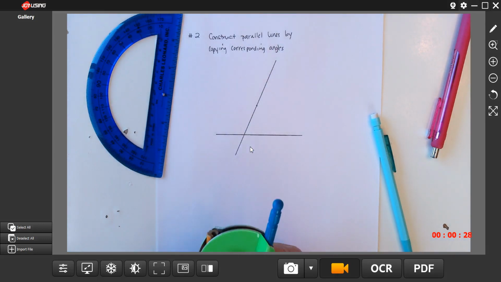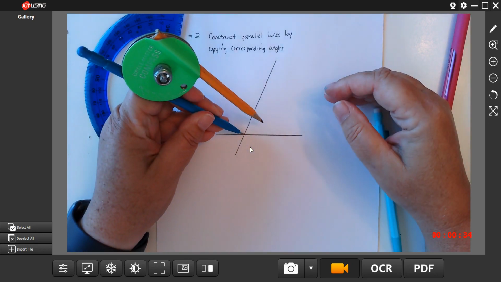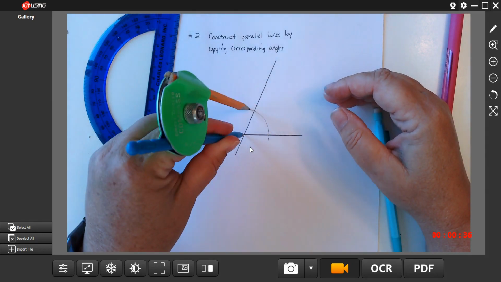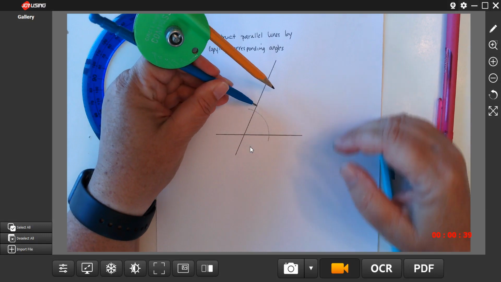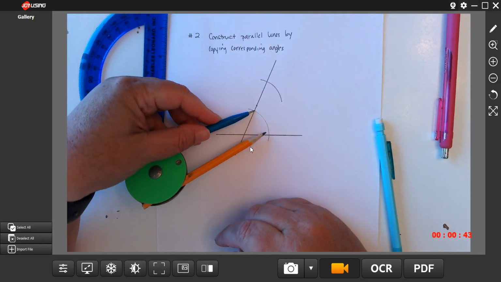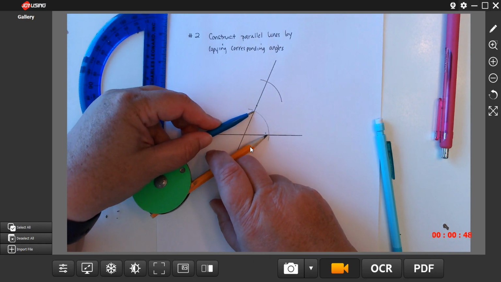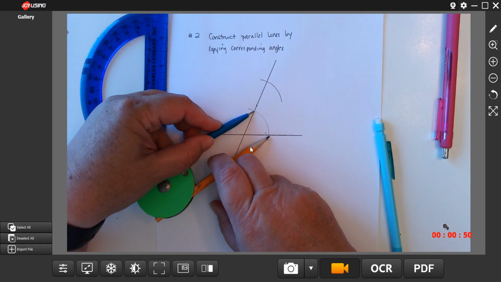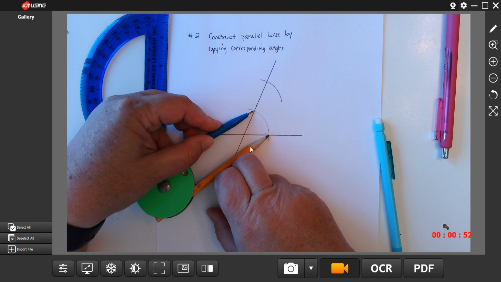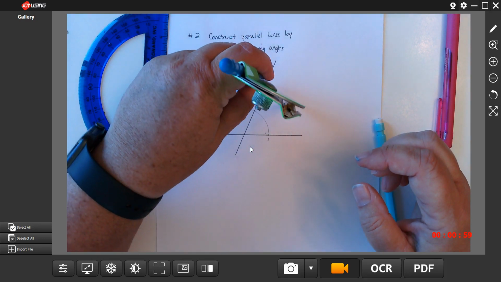So I'm going to set my compass to anything I want and draw an arc across my angle. Do that again up here at the point not on the line. Set my compass to go from point of intersection to point of intersection. There we go. Now I can duplicate that arc up here.